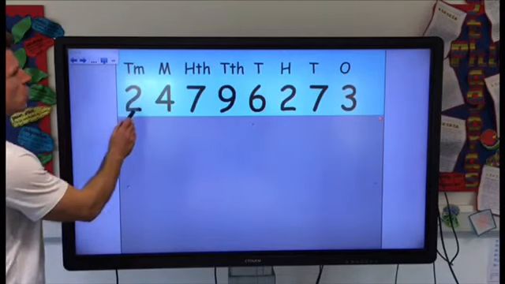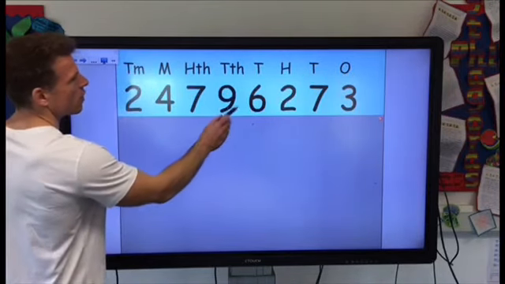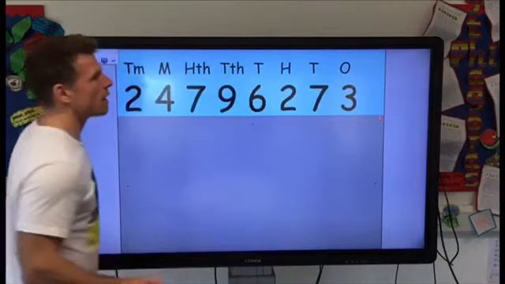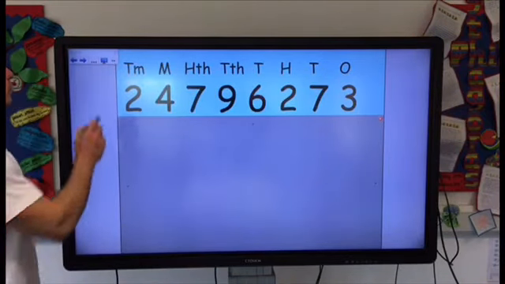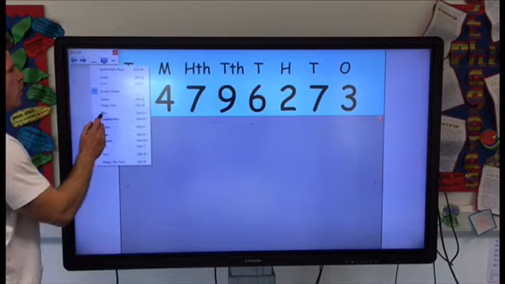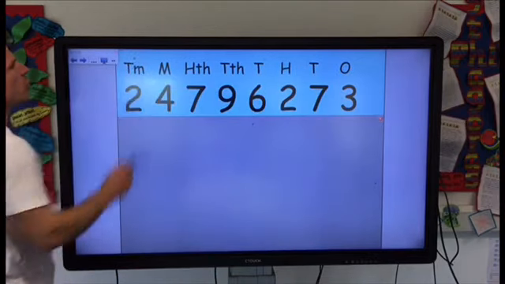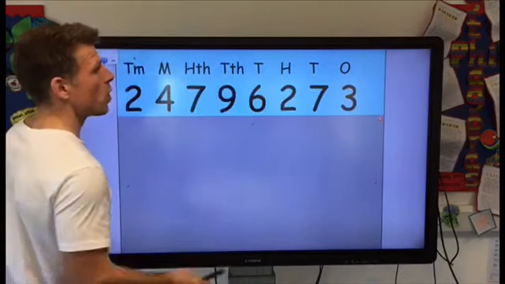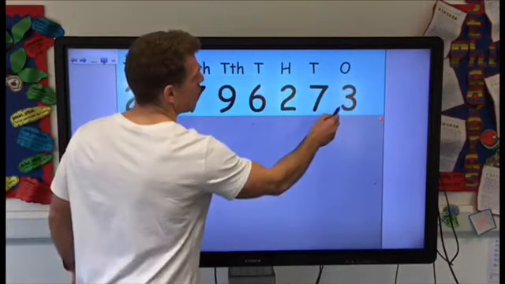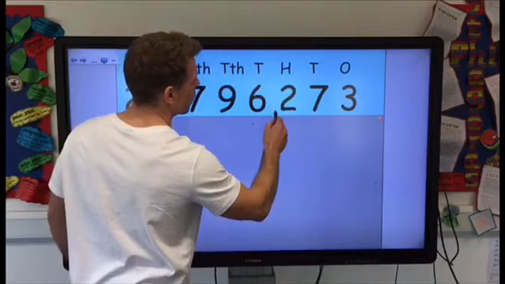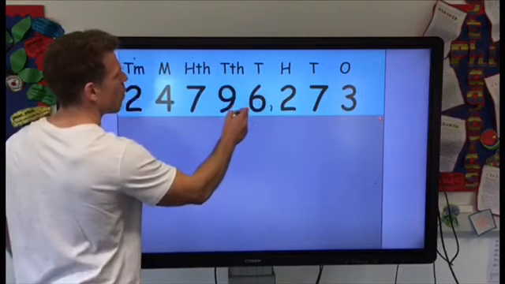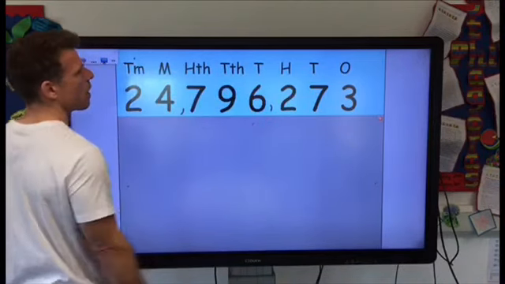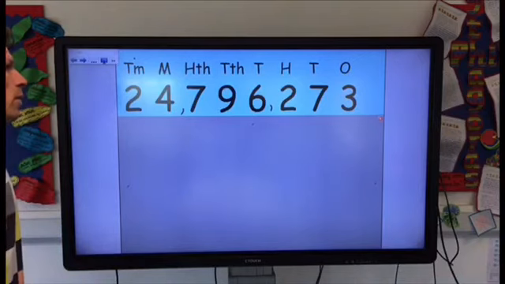So we've got 24,796,273. So when you're reading numbers, obviously a lot easier with commas. So the rule we follow with the commas is you count back 3 places and then put your comma in. So count with me. 1, 2, 3. 1, 2, 3. There you go. That separates the numbers out.